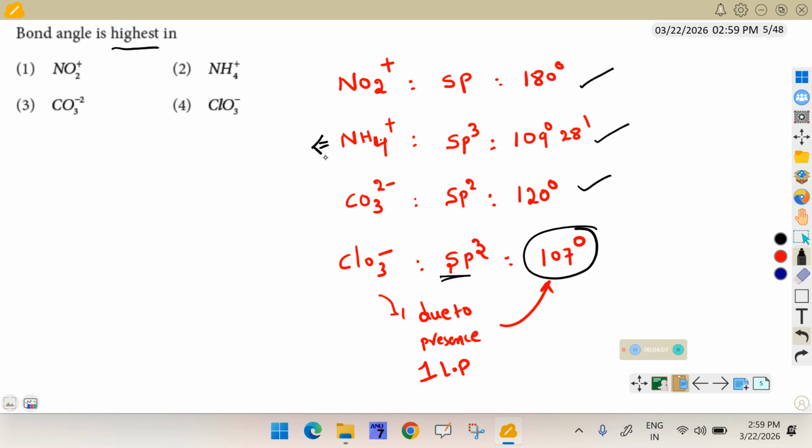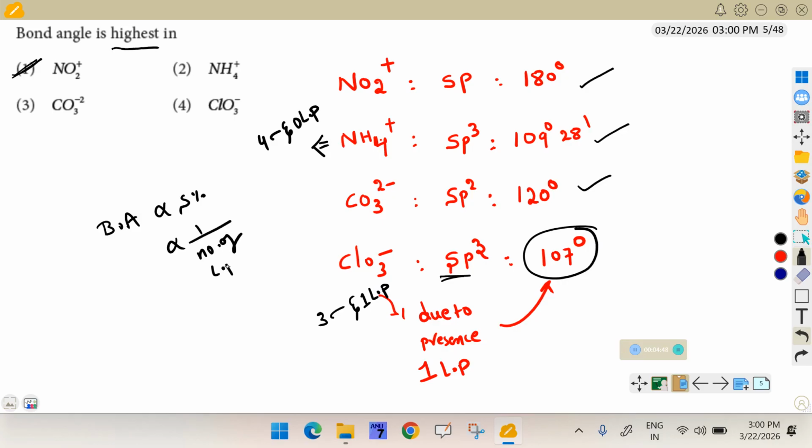In NH4 plus, 4 sigma bonds and 0 lone pairs are present. But here, 3 sigma bonds in this structure, 1 lone pair is present. As the number of lone pairs increases, bond angle decreases. So the question is related to bond angle is highest in NO2 plus. Note down one more point: bond angle is directly proportional to s percentage, s character, and bond angle is inversely proportional to number of lone pairs of electrons.